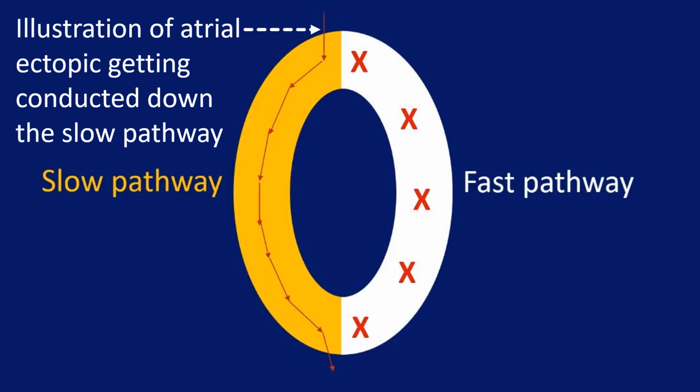An appropriately timed atrial ectopic beat can find the fast pathway refractory and get conducted down the slow pathway. When it reaches the lower common pathway of the AV node, it finds that the fast pathway has recovered and gets conducted back into the atrium in addition to the ventricle, producing an AV nodal echo beat. This is the mechanism of re-entry in AVNRT.